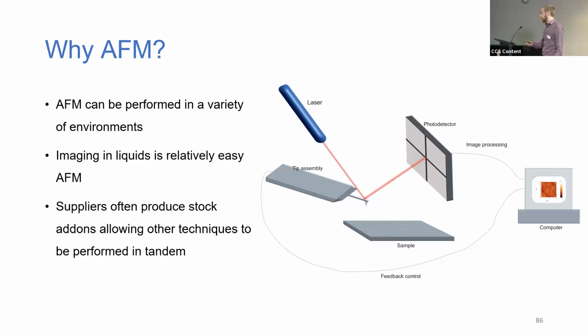Additionally, the companies that produce atomic force microscopes often produce stock add-ons such as electrochemical cells or heating stages, which allow other techniques to be used at the same time. So we can measure corrosion rate, or we can do heating experiments. And this means that we don't have to produce our own bespoke cells for these sorts of experiments.